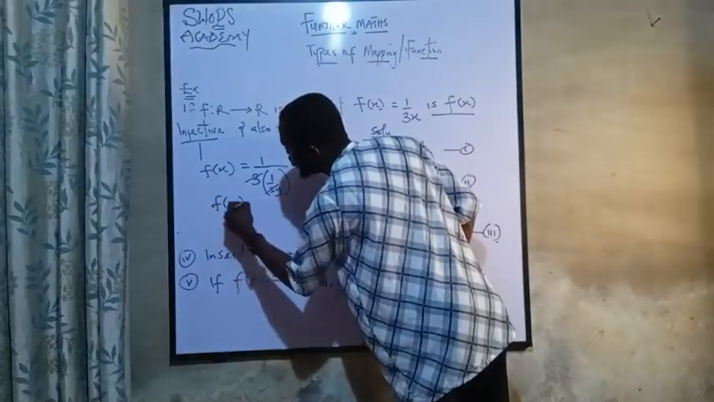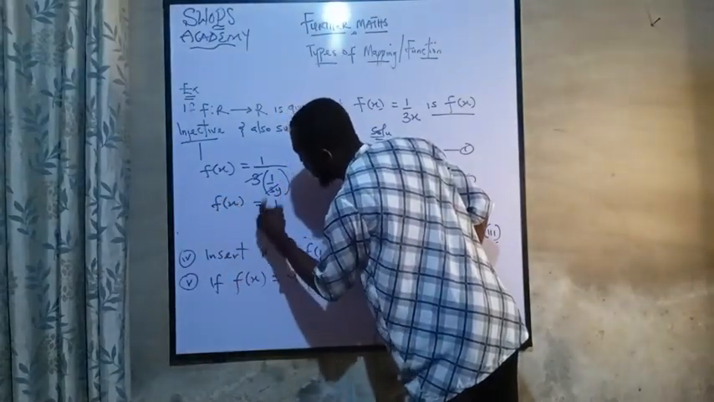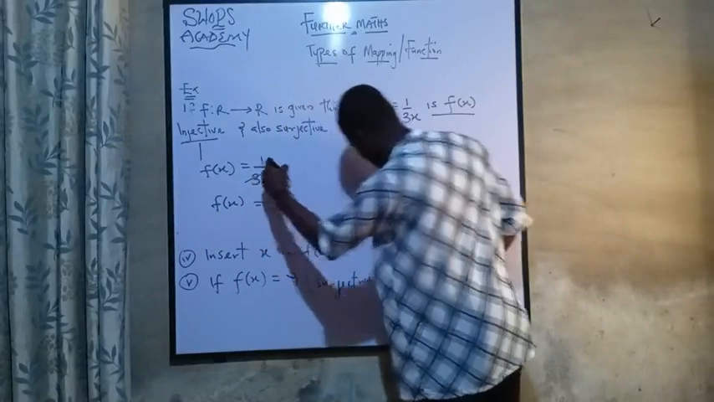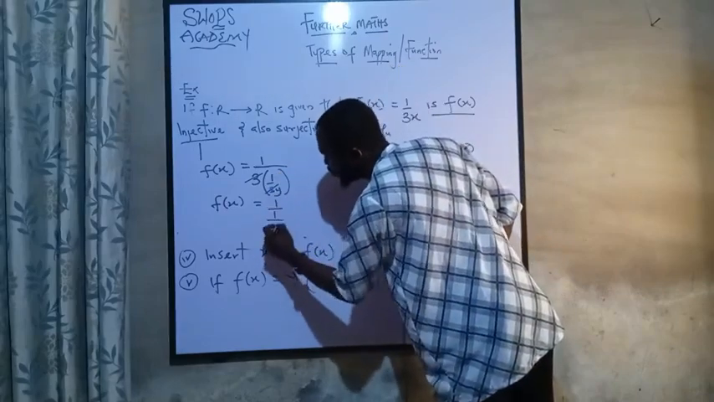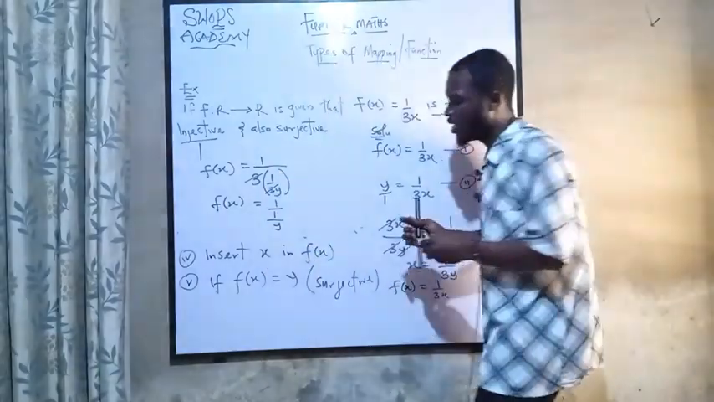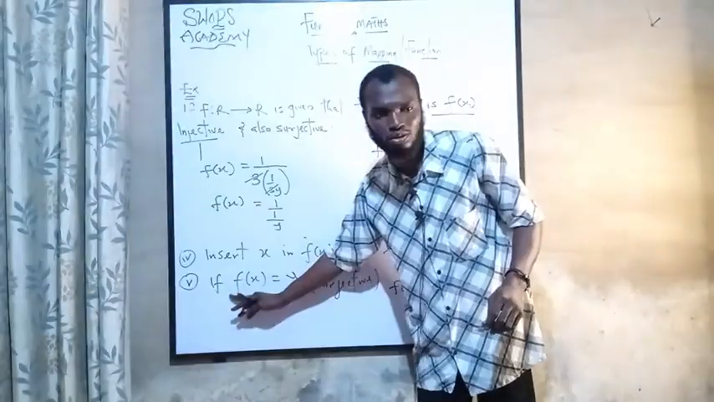F of x equals to what? 1 over 1. There's 1 here, the initial 1 that is here. There's 1 here, over what? We are left with what here? Y. Are we together? Now the next thing, let's go to this last condition.